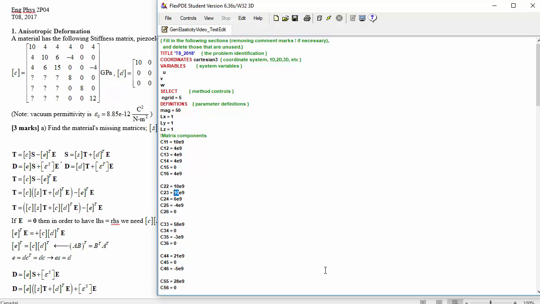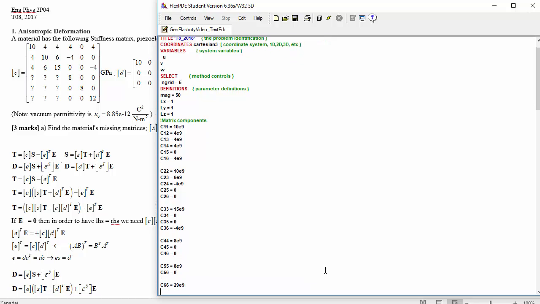So 10E9, 6E9, negative 4E9, 0, and 0. C33, 15E9, 0, 0, and then C36 is negative 4E9, 44, 8E9, 450, 460, 55, 8E9, 560, and then 66, 12E9.